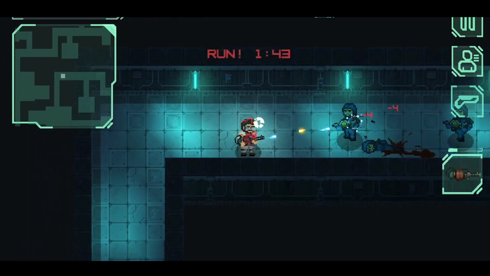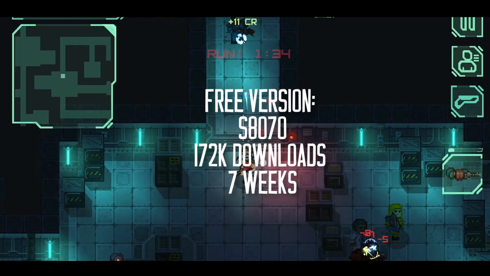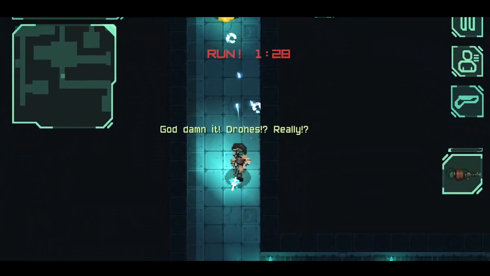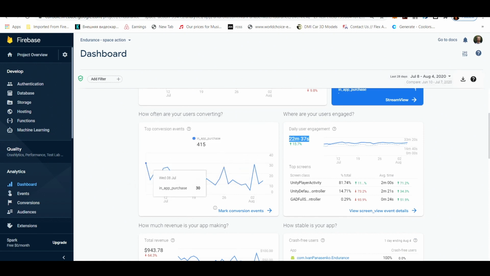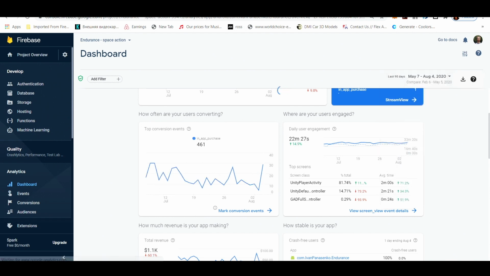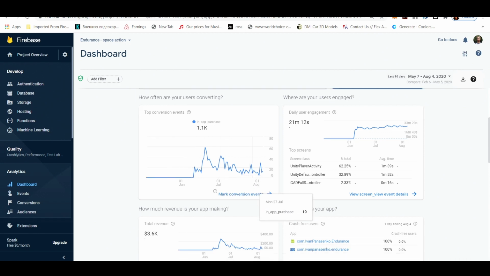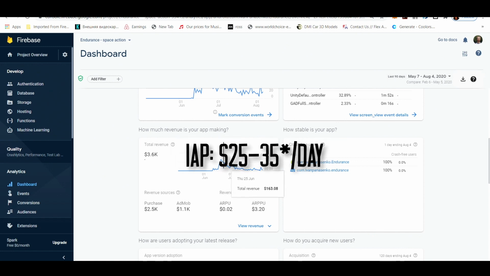And on the other side, the free one was downloaded 172,000 times, and it got in total 8,070 United States dollars. So the whole amount of revenue is 8,588 United States dollars, and it happened within 7 weeks. Doesn't sound bad, no? And this already covered my expenses on the game, such as music, art, advertising, and localizations. The game was translated to 14 languages. From the in-app purchases, I get around $20-30 per day, and the rest comes from ads.